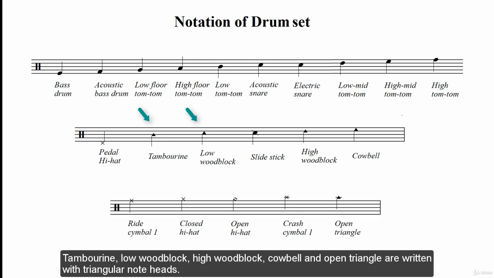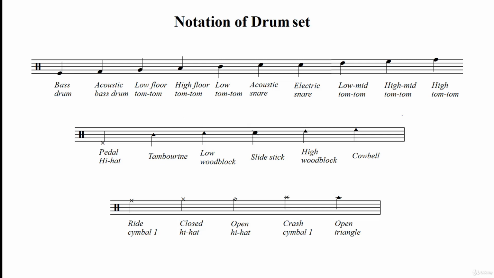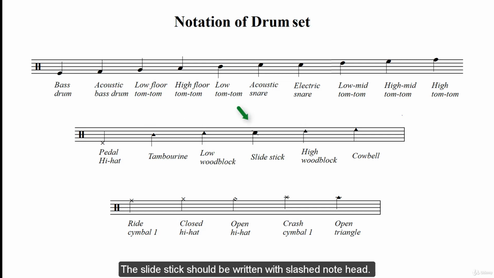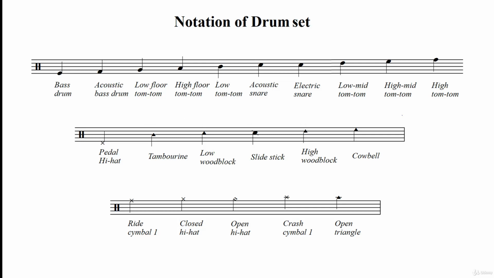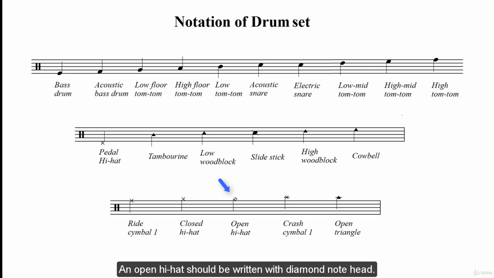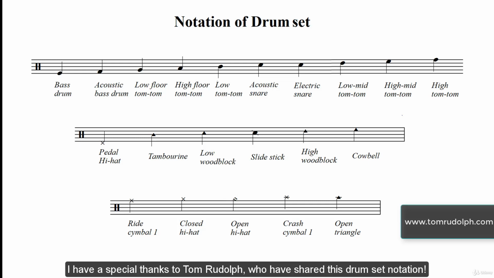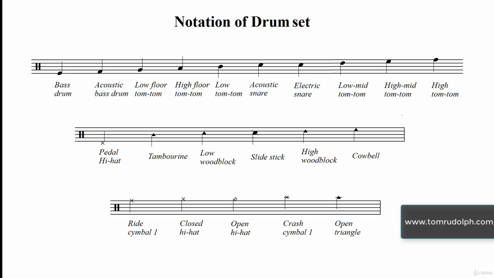Tambourine, low woodblock, high woodblock, cowbell and open triangle are written with triangular note heads. The side stick should be written with a slashed note head. An open hi-hat should be written with a diamond note head. I have a special thanks to Tom Rudolph who shared this drum set notation.